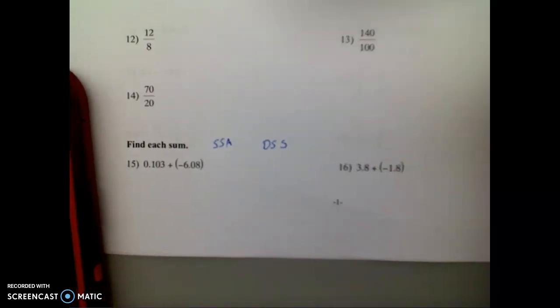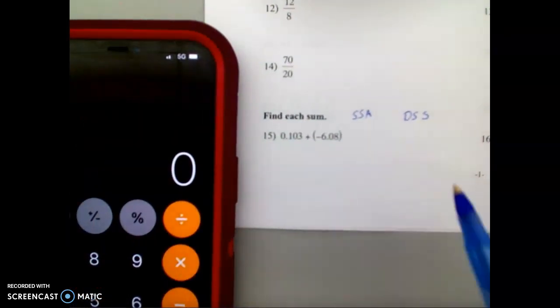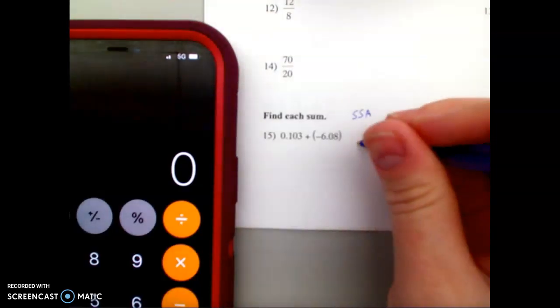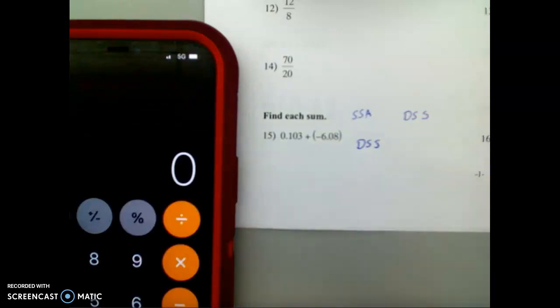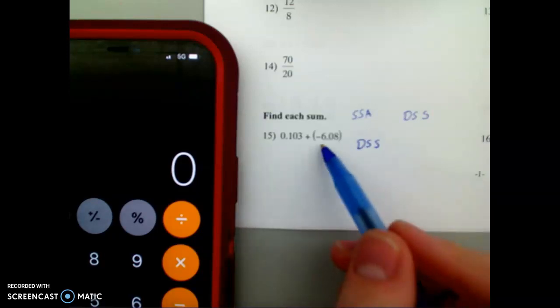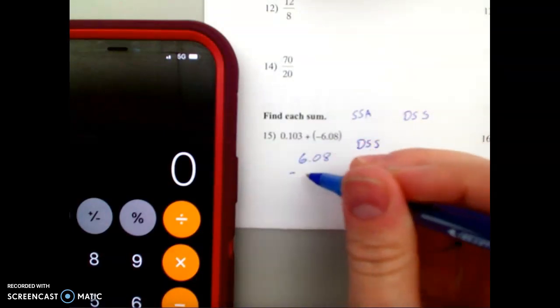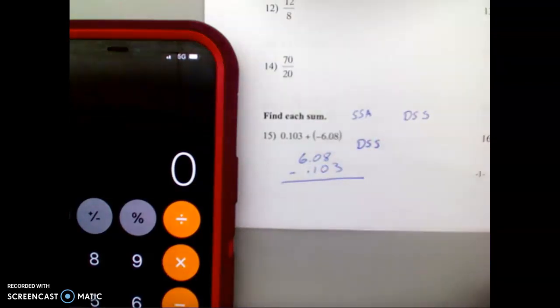Okay, so let's take a look at number 15 together. As I look at it, I immediately notice that one of them is a negative, one of them is a positive. That means we're going to be using different signs subtract. So what I'm going to do is set up a subtraction problem. You all know that you want to subtract the bigger number first. So we're going to take this guy right here, and I'm going to do 6.08 minus 0.103.